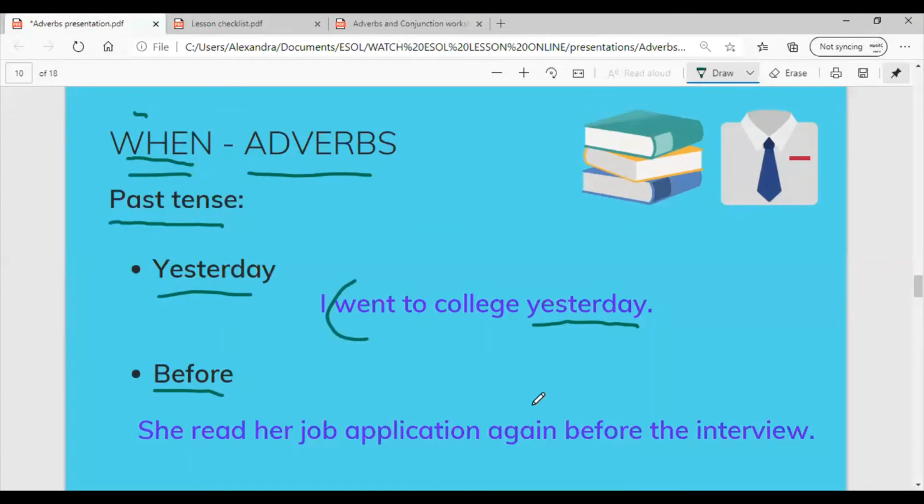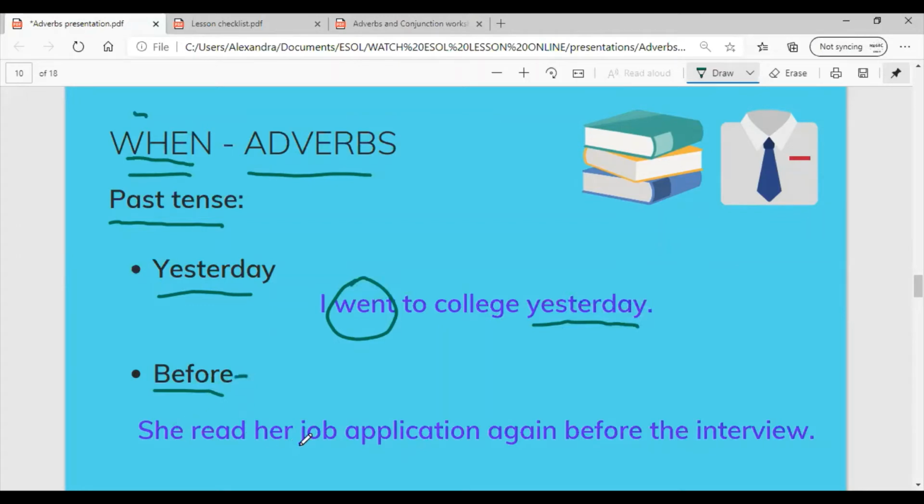So we've got our verb, went. And the fact that we know they went to college yesterday, this adverb is telling us more about this verb, about when the person went. So that's how we can identify that this is an adverb. And the same goes for the adverb before.